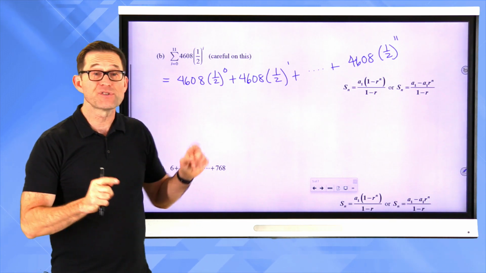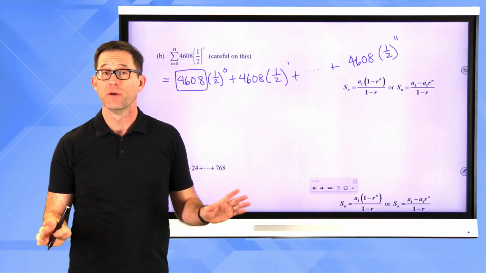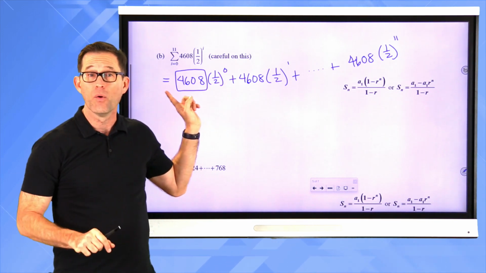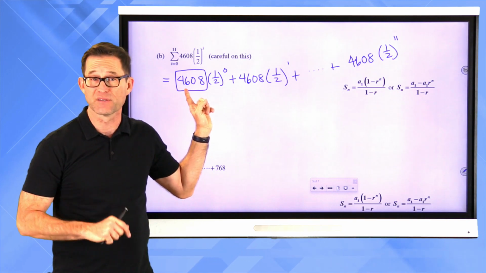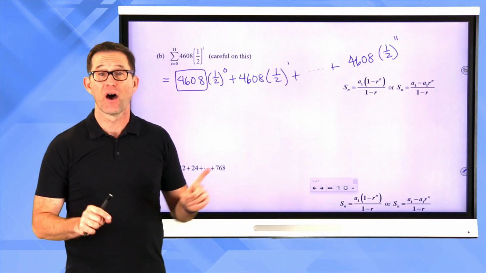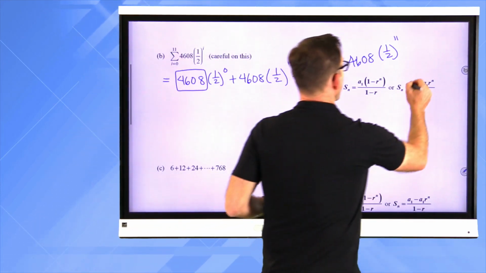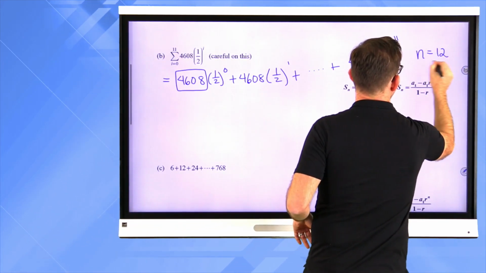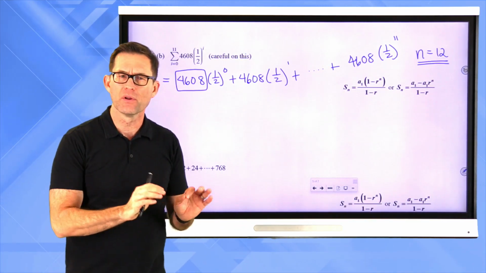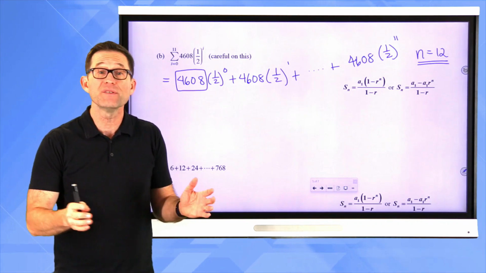So my first term is most certainly 4,608, because 1/2 to the 0 is equal to 1, and 1 times 4,608 is 4,608. But we have 12 terms here, not 11. We have these 11 plus this additional 1, so n is equal to 12. And that can be exceptionally tricky. So make sure that when you're looking at something like this, you really slow down and think about it. All right, so what does this sum look like?